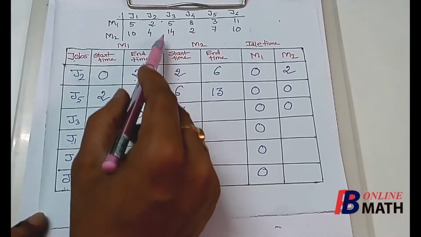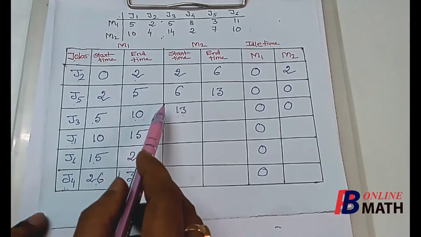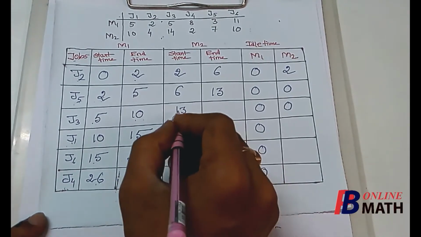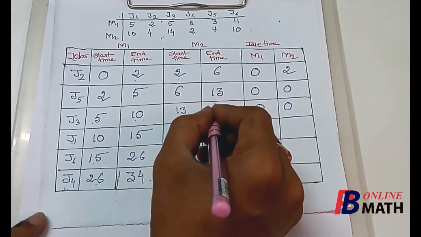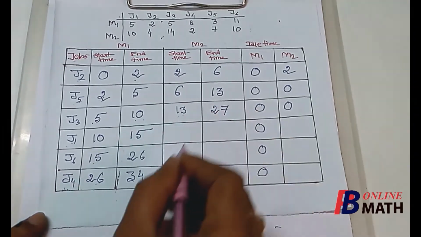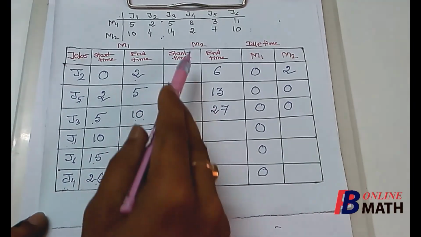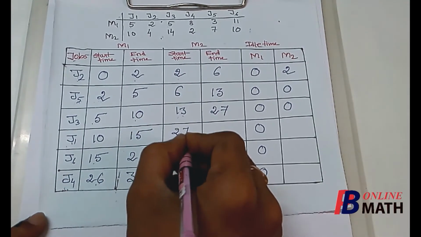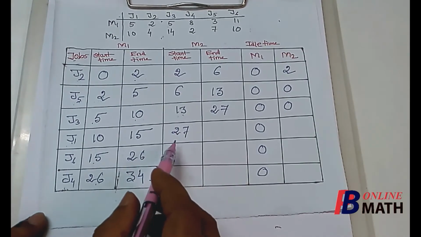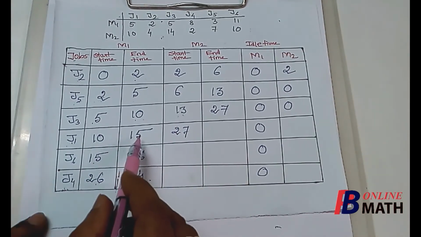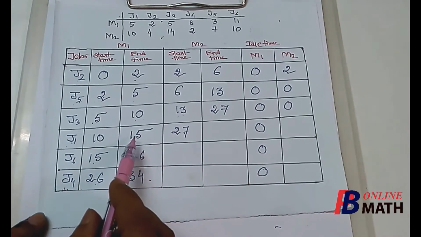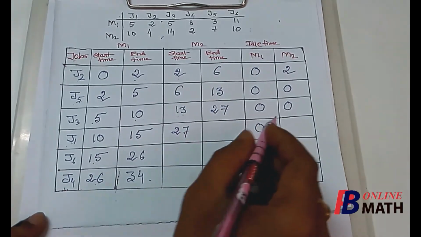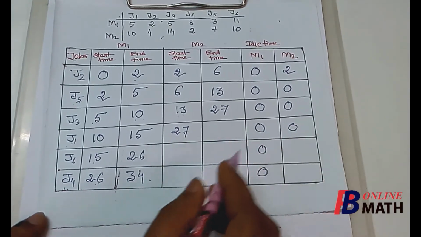Now J3 takes 14 units of time to process on M2. So the end time for J3 will be 13 plus 14, which is 27. Now the machine M2 is ready to process the next job after 27 units of time, when the job J1 has been released already by M1, which is after 15 units of time. So in this case also the machine M2 does not remain idle. So the idle time is 0.